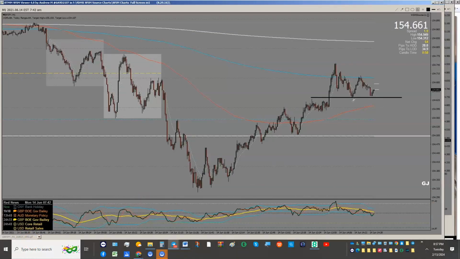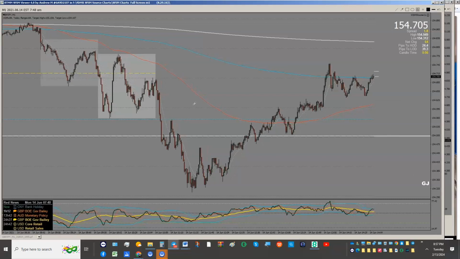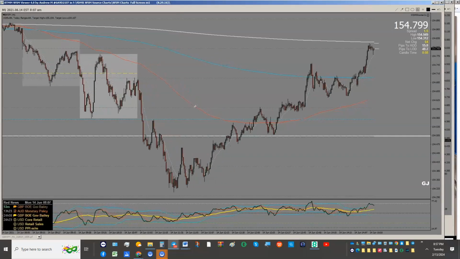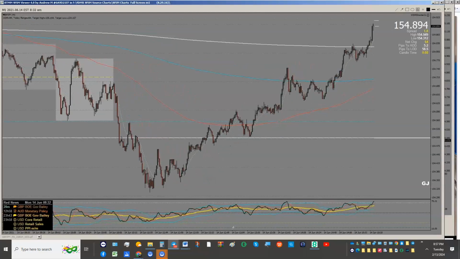Okay, so there's our leg 1 and leg 2 on the other side of a zone flip here on an M1 chart. And then, of course, off she goes. So that's pretty much what I wanted to show you with the M1. In addition, of course, the entry on the M1 ideally would have been right in here. This would have been your ideal entry, stop loss below.